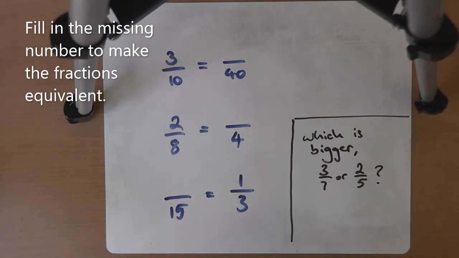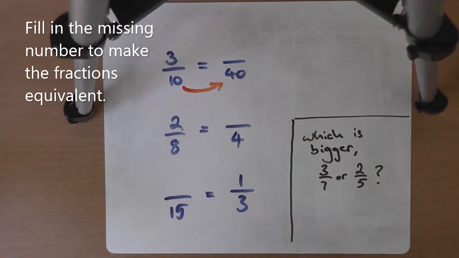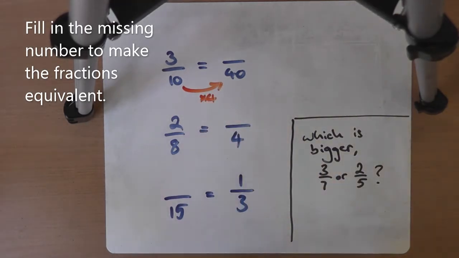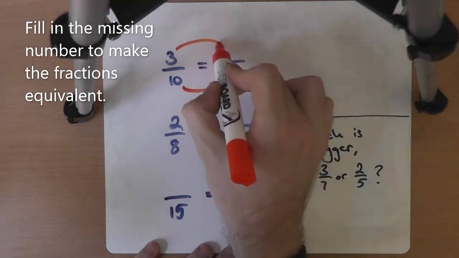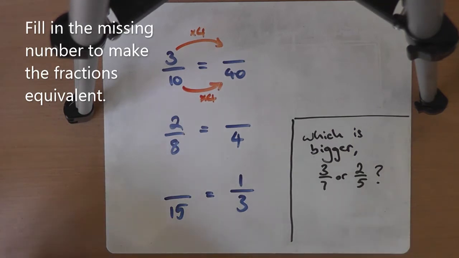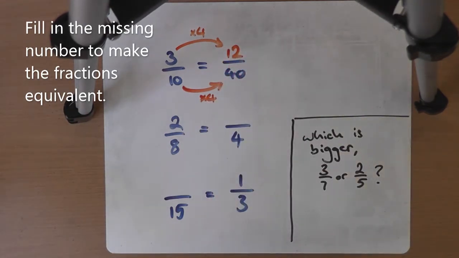This first one, for example, 3/10 and something over 40. We start with the complete fraction, and we look for what we have done to, in this case, the bottom, to get from the 10 to the 40. Well, clearly we've timesed that by 4. To keep the fractions equivalent, we have to also do the same to the top. We have to times the top by 4. We're going to get 3 times 4 on the top to give us 12. And 3 out of 10 is equivalent to 12 out of 40.